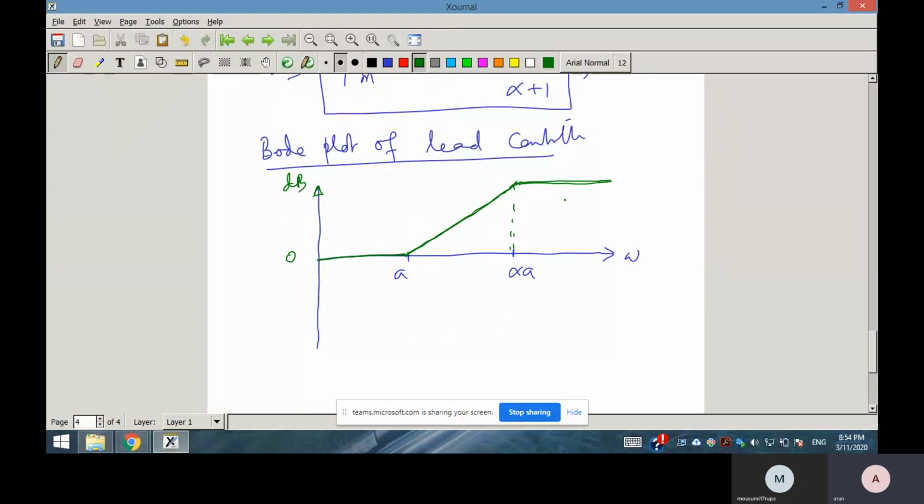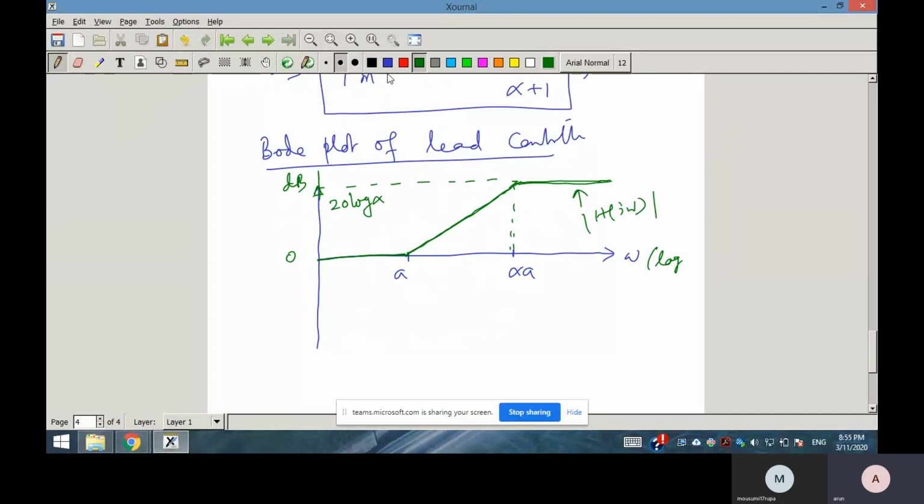Now this is your mod H omega. What is this magnitude? You can see this magnitude will be 20 log of alpha. This is in log scale, and this is in dB scale. So this is 20 log of alpha A by A, so that's why 20 log alpha.